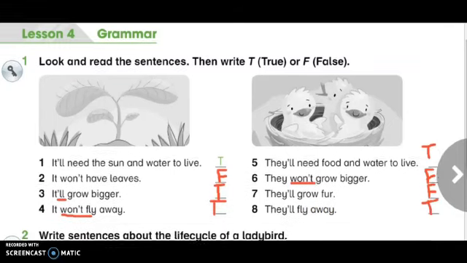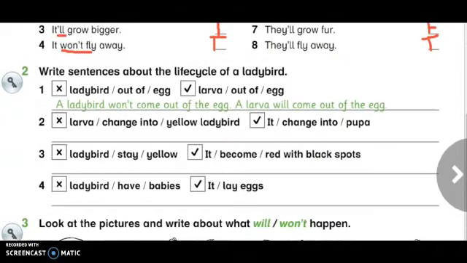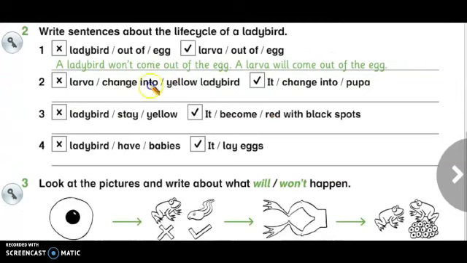Now move to the next activity. Write sentences about the life cycle of a ladybird. Here, my students, you have to write sentences about the life cycle of a ladybird. And look here, if we have a cross, we have to use won't, and if we have a tick, we have to use will. First of all, a ladybird, here we have to use won't.